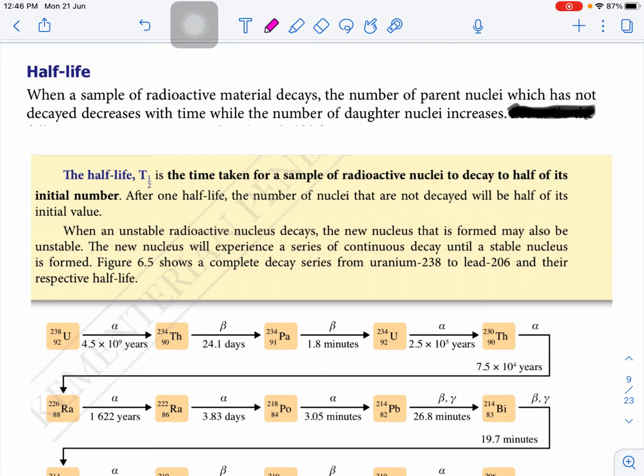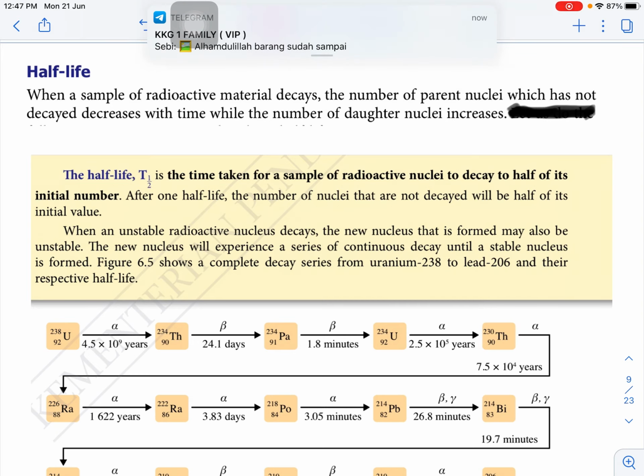The gamma ray is an electromagnetic wave, so it doesn't affect the nucleon number and the proton number of the element. It means the nucleon number and the proton number are unchanged, so it will become the same element. The effect of gamma ray is on the energy level of the element, where the energy level will decrease after the radioactive emission.